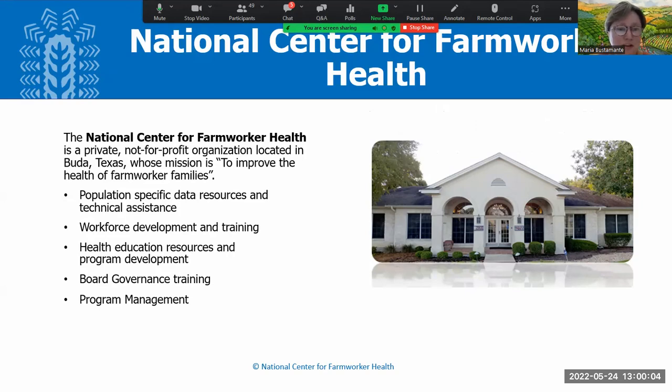And for those of you who have not heard much about NCFH, we're the National Center for Farm Workers Health, a private not-for-profit organization located outside of Austin in Buda, Texas. Our mission is to improve the health of farm workers' families. We do so through technical assistance and resource sharing, as well as workforce development and training, supporting health educational resources and program development, as well as many other things that you may have already participated in.